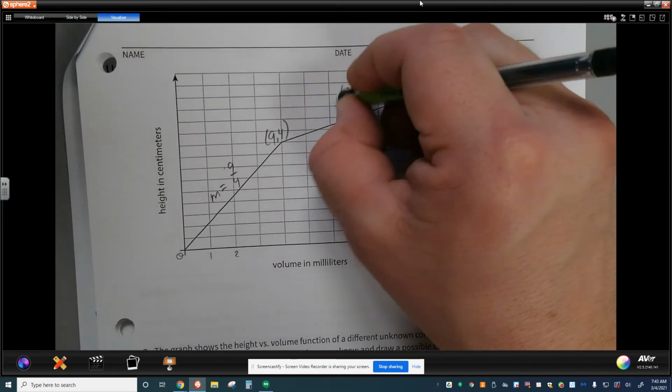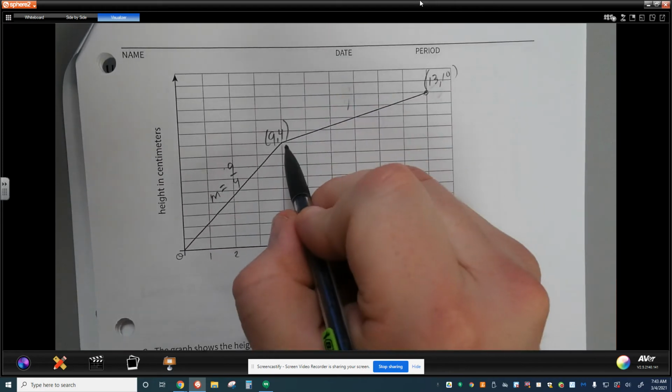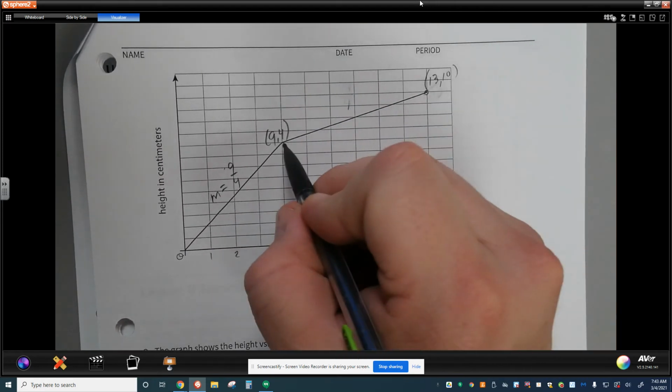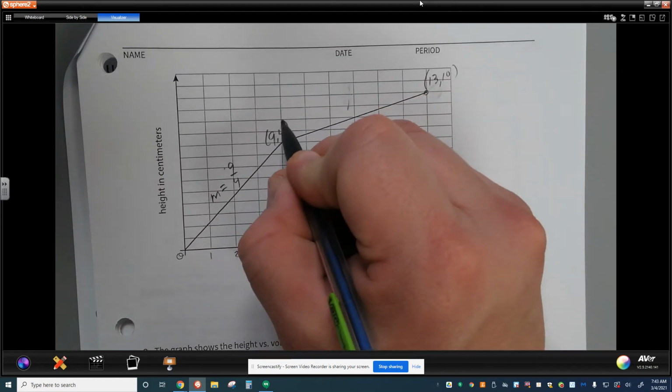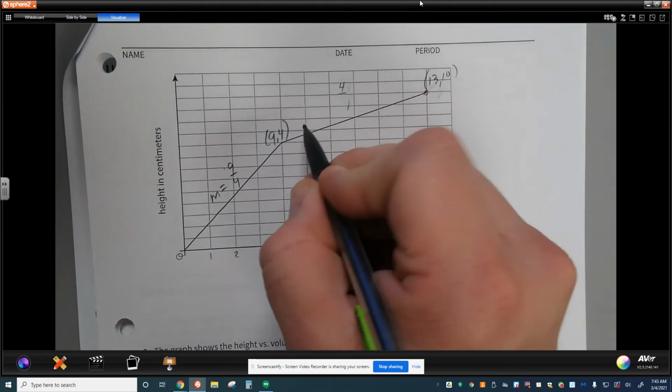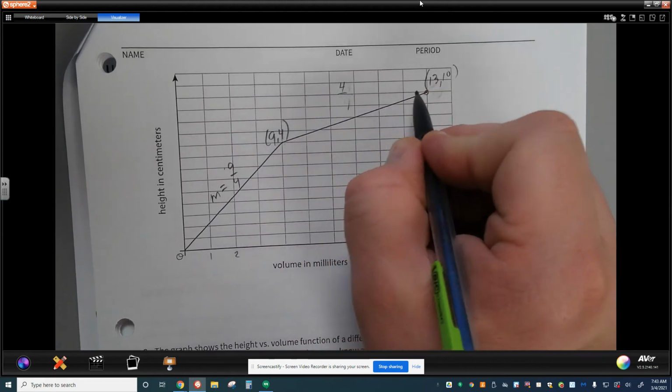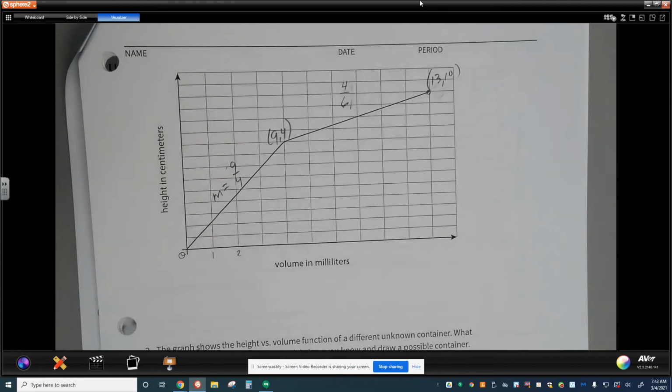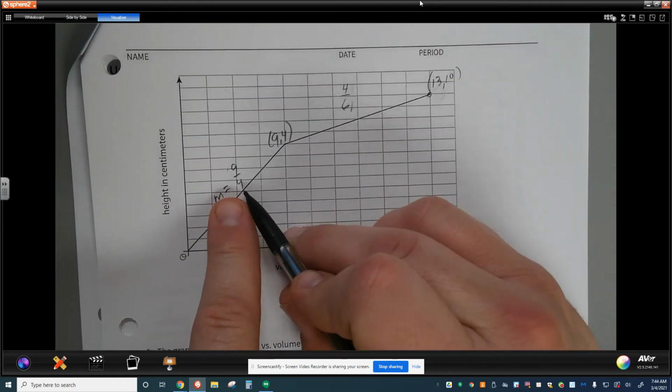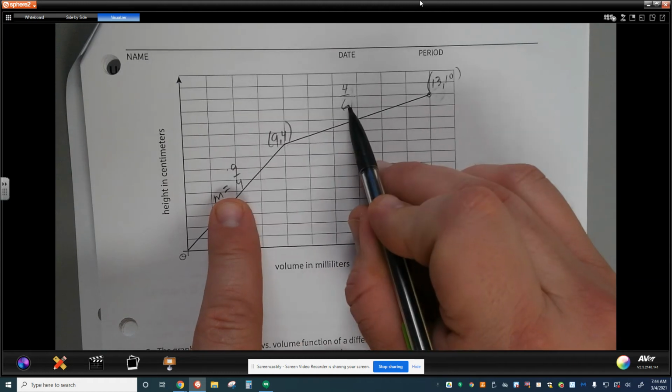Oops, sorry, I wrote that wrong. That one rises at a rate of 1, 2, 3, 4 over 6. Okay, I'm sorry about that. I messed it up. But we see that that's a much different slope right here. This one is greater than 1. This one's less than 1.